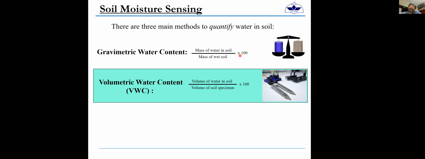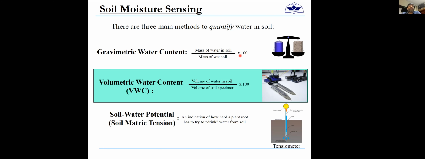Then there is volumetric water content. Instead of mass or weight, it operates on volume. So the volume of water divided by the volume of the soil sample, and then computed in percentage. And then third is soil matric tension, or soil water potential. There is a device, for example, here you can see, called a tensiometer, which is a soil moisture sensor. When you have to measure soil moisture, you have to insert this sensor into the soil, and there is water in the tube.